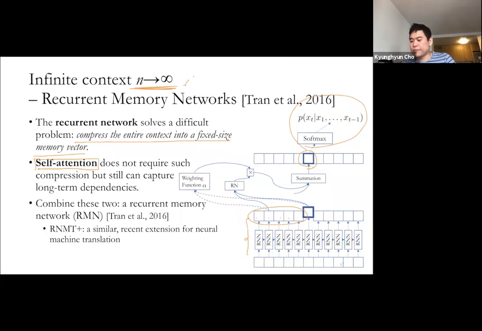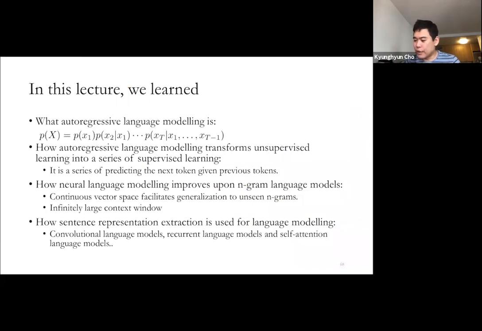So today we have learned what an autoregressive language model is and how it transforms the learning into a series of supervised learning problems. It's an unsupervised learning problem, but we solve it as a series of supervised learning problems where the labels are provided by the data itself. Sometimes people call it self-supervised learning. And then we learned about the count-based n-gram language model, and how the feed-forward language model improves upon it by addressing the issue of data sparsity. But of course, that still did not tackle the inability to capture long-term dependency. Then we talked quickly about the recurrent language model and self-attention language model as a way to address both the data sparsity and the inability to capture long-term dependencies.